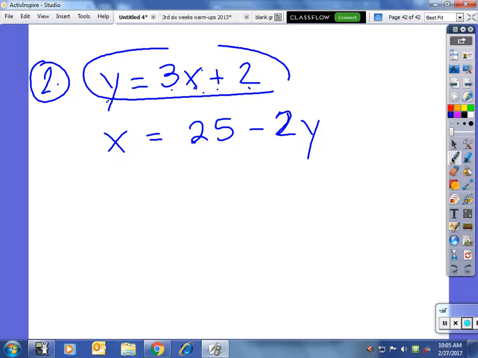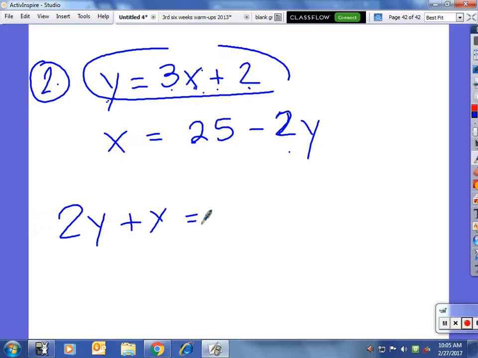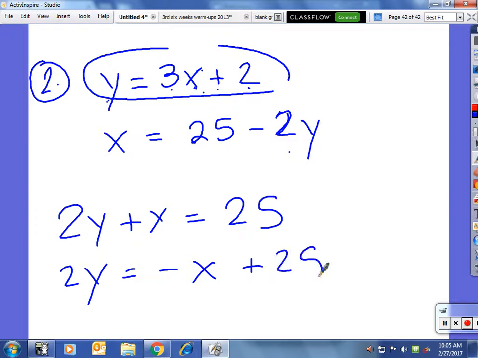Some kids are having a lot of trouble dividing by negatives. That messes them up. Guess what I could do on the bottom equation if I didn't want y to be negative? I could move the y's to the other side. Do you see what I'm saying? I could move this over here, and then I would have 2y plus x equals 25. Now what? Move the x over, and I would have 2y equals negative x plus 25.